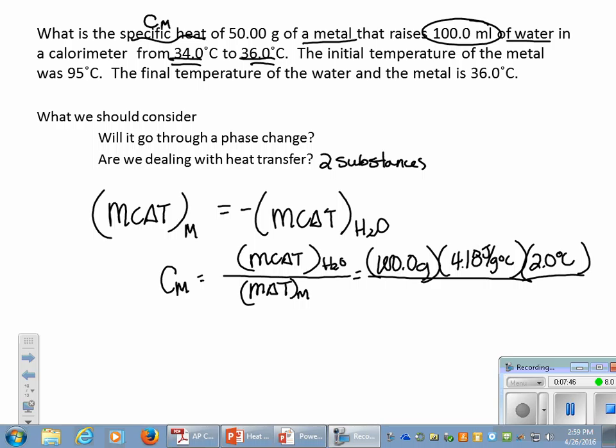And then on the bottom, the mass of the metal, that's 50 grams. And the change in temperature of the metal, it says the initial temperature of the metal was 95. We know that the heat will stop flowing when the temperature of the water and the metal are the same. So we'll do 95 minus 36. The heat of the metal went down and it went into the water. So we can just solve this, chugging it out in the calculator.